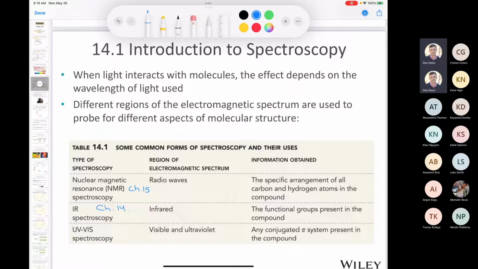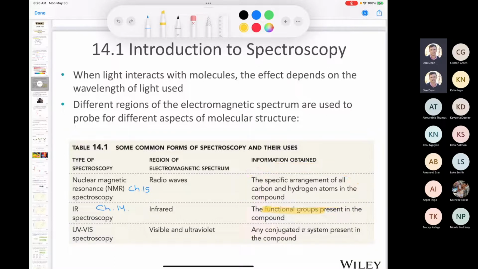And like I told you, when we're talking about infrared spectroscopy, we're talking about functional groups. That's the information we're going to get from an infrared spectrum. Is what are the functional groups present in this compound? Is it an aldehyde? Is it a carboxylic acid? However, in chapter 15, what we're going to get from NMR spectroscopy is the arrangement of all the carbon and hydrogen atoms in a compound.